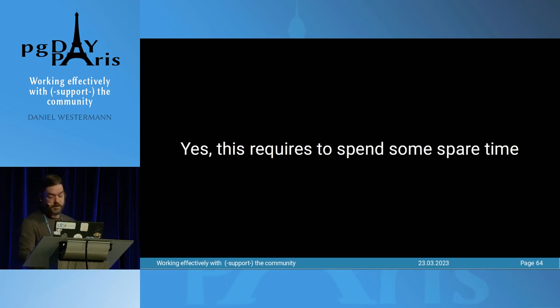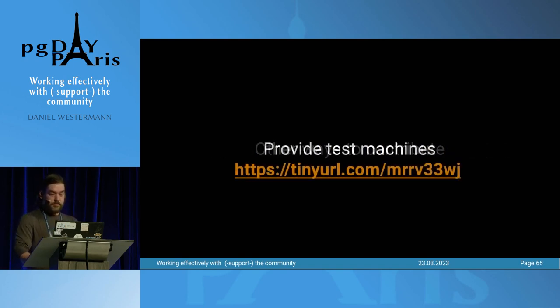Usually, this requires some spare time. When organizing a conference, usually happens in the evening or on the weekend. I don't know how it's handled here, but at least for Germany and Europe, this requires really, really spare time. If you're willing to do that, do it. People appreciate help. Other ways?